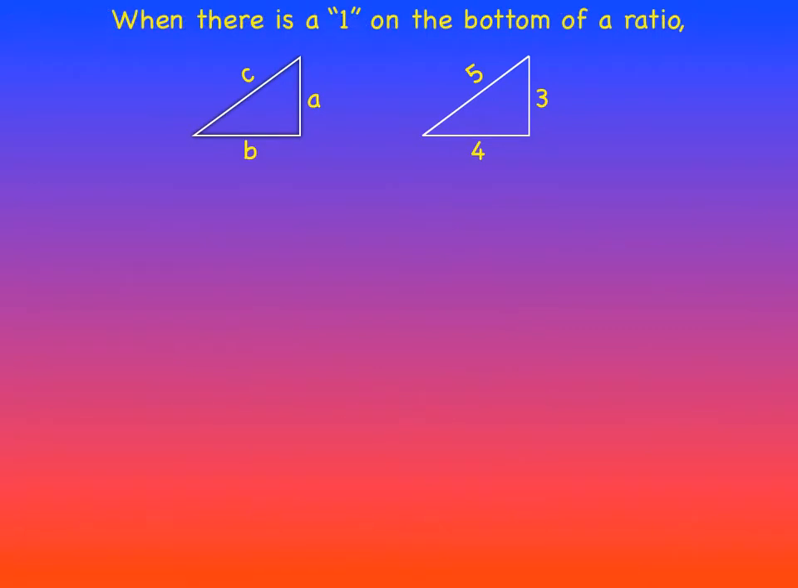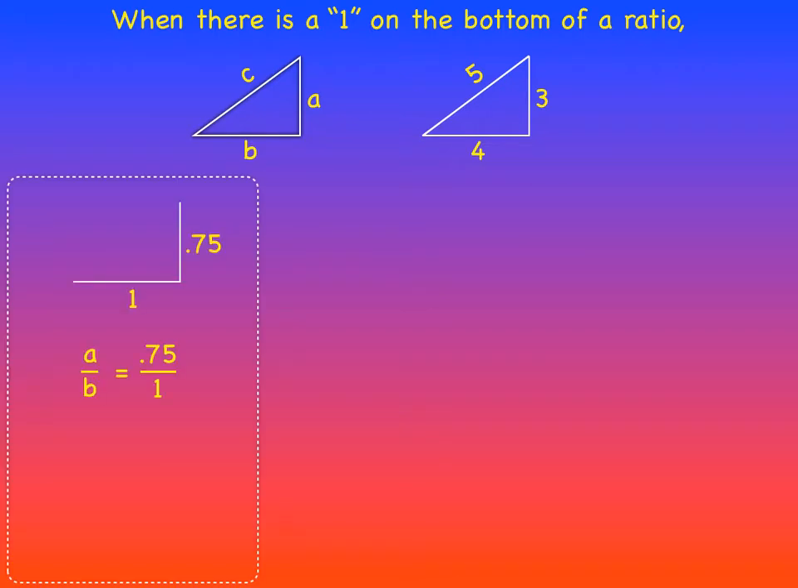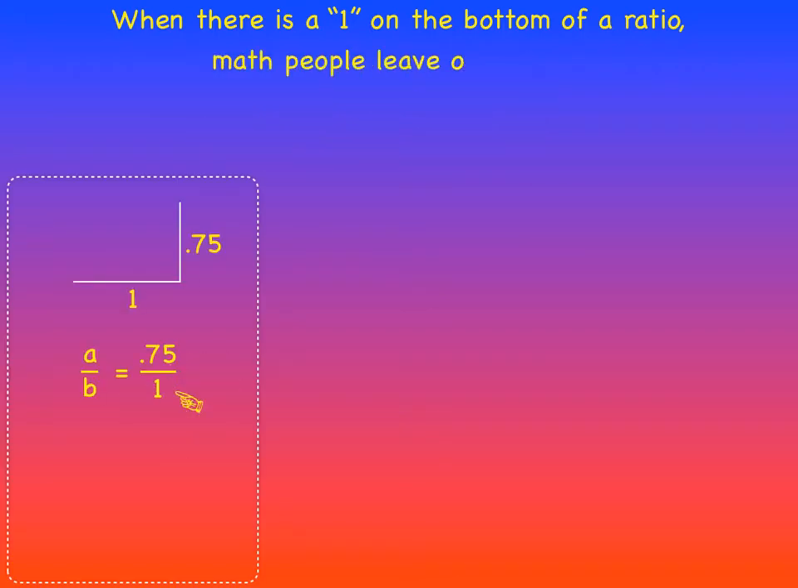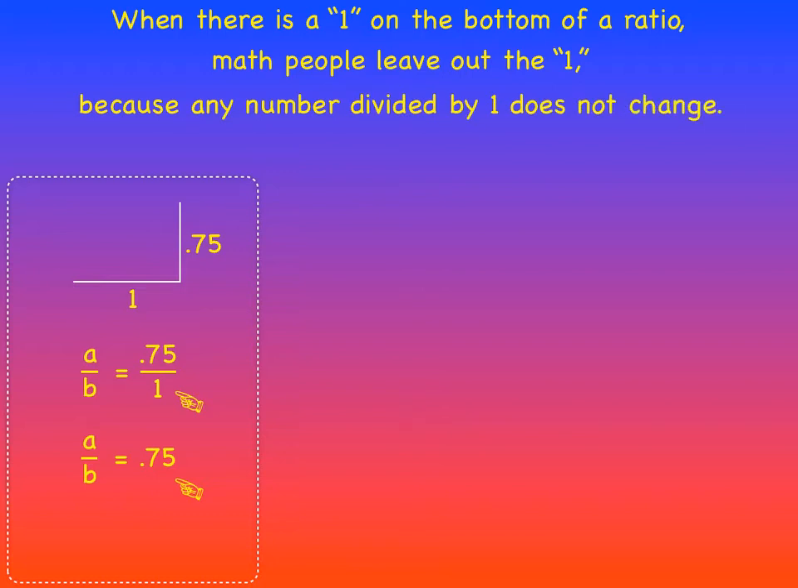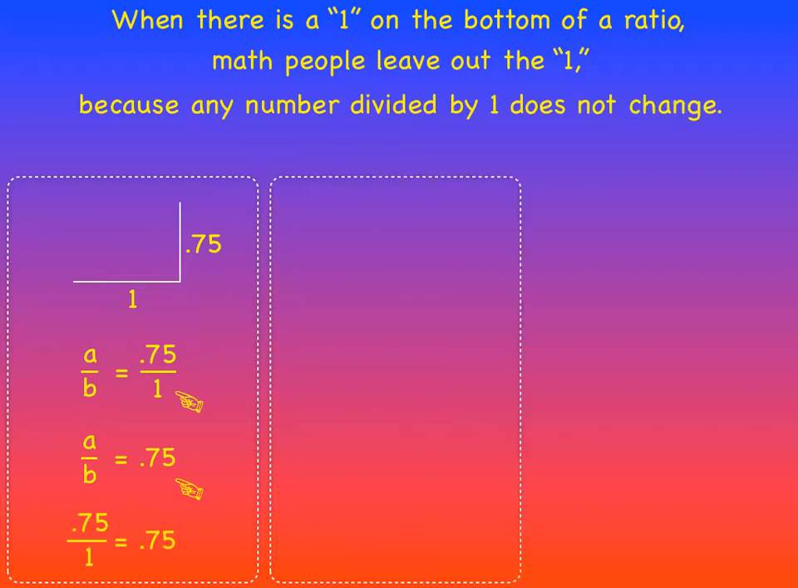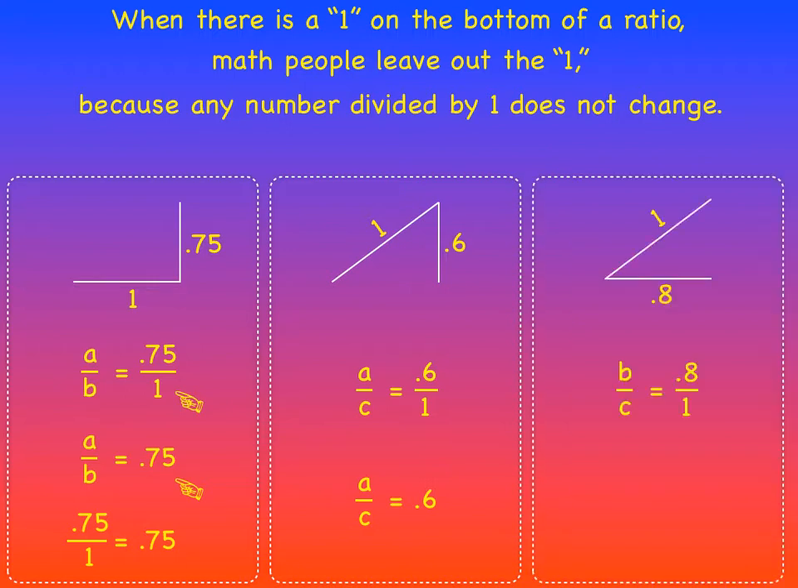When there is a 1 on the bottom of a ratio, math people leave out the 1 because any number divided by 1 does not change. So the ratio of A to C, normally you'd say is 6/10 to 1 or 0.6 to 1. But the way it's done in trigonometry is the ratio of A to C is 6/10. The ratio of B to C is 8/10.